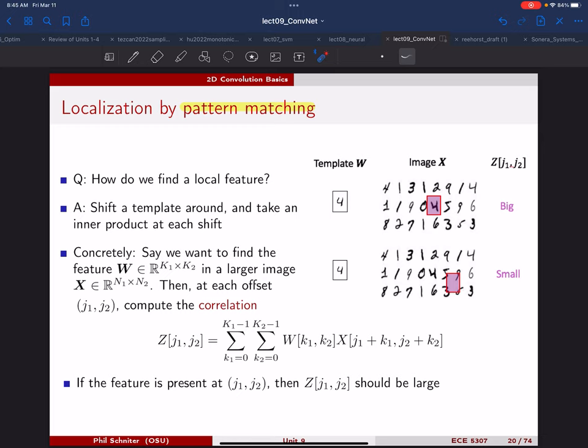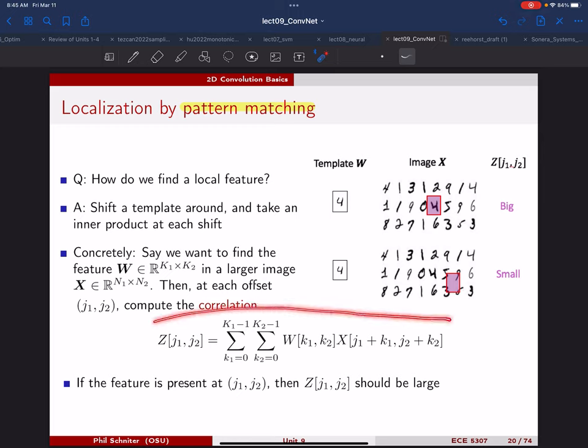So as I move this template around, maybe I move it right here, I see a pretty good match with that 4. It's not perfect, but it's pretty good. And that will cause a big output when I do that inner product. But if I move my template over here in this white space, very small output, maybe zero output. So essentially that's the idea.